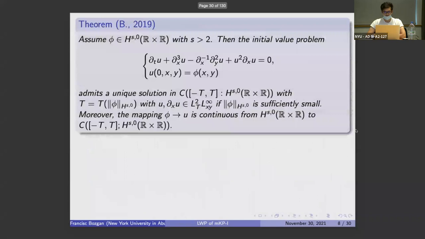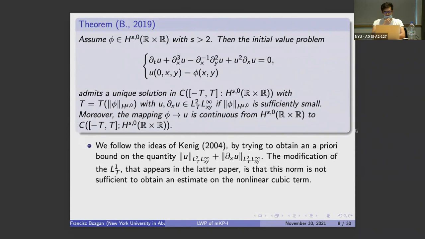So now we go to our first result. Our first result is that for the modified one, if we have an initial data that belongs to H^{s,0} with s greater than 2, then the modified KP1 on R cross R will be locally well-posed. It will admit a unique solution for a time that depends on the H^{s,0} norm of the initial data, with the norm being sufficiently small. And we also have that the flow map is continuous in H^{s,0}.